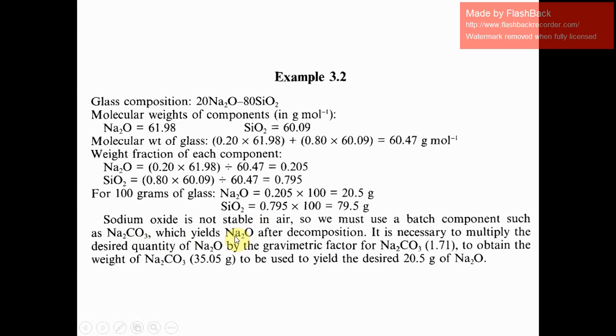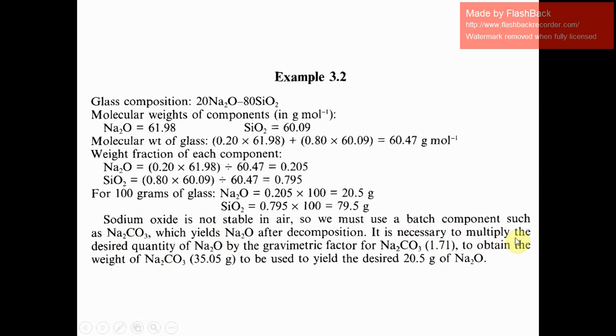Generally, as we have already discussed, CO2 and some oxygen create some bubbles in the glass melt. So how will we remove that? By adding a fining agent like arsenic oxide or antimony oxide. So this Na2O you will get from soda ash, Na2CO3.